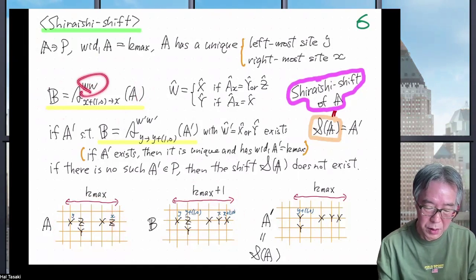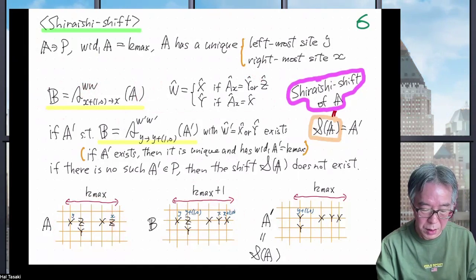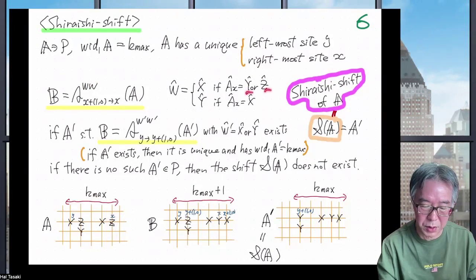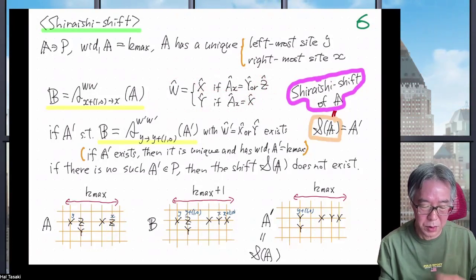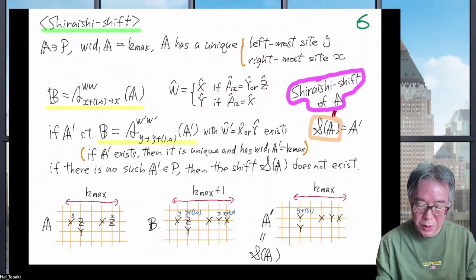And here's my convention for choosing W. Okay. When AX, this target site has Y or Z, I choose W to be X. This is just a convention. You can put Z here, but anyway, this is my convention. And then if this target is X, then I choose W to be Y. So this convention just makes this procedure unique. And then this is okay.